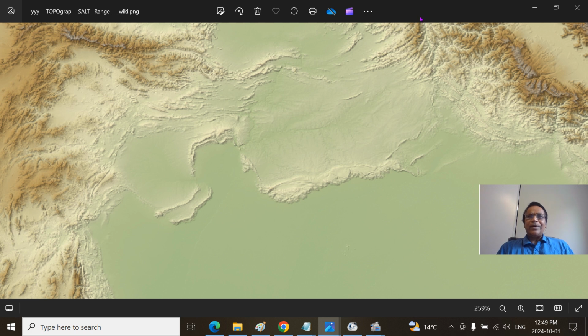You can also see the Gorge of River Jhelum. River Jhelum Gorge, it descends here. These are the Domeli mountain ranges. These are the Jogi Tilla. These are the Pabbi mountain range, Pabbar mountain ranges here.